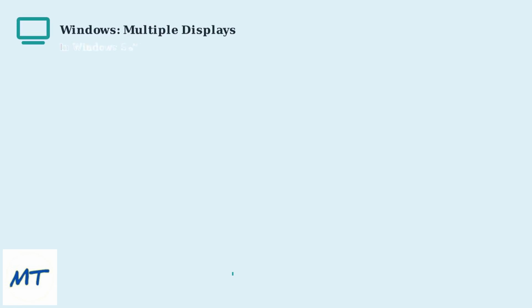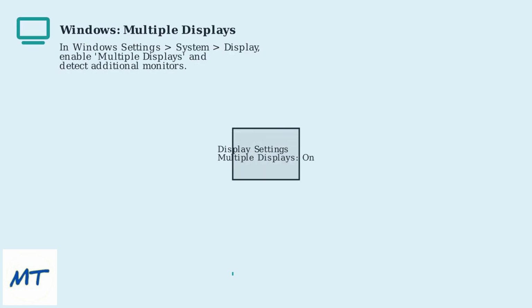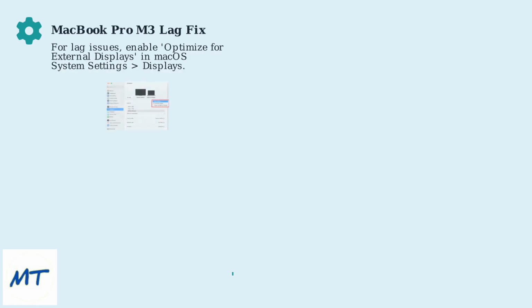For Windows users, go to Settings, System, Display, and enable multiple displays. Then click Detect to find and configure any connected external displays through the dock. If you're using a MacBook Pro M3 and experiencing display lag, enable Optimize for external displays in System Settings, Displays. This prioritizes performance for connected monitors.